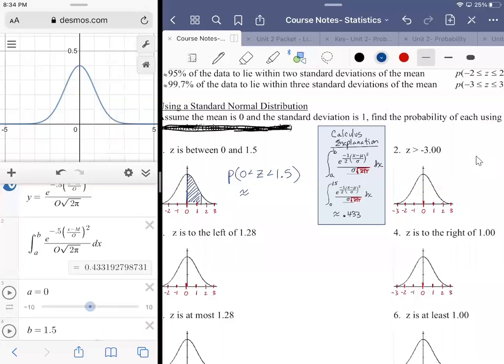Because if you have any experience with calculus, you can't hear the term area under a curve and not think integral.